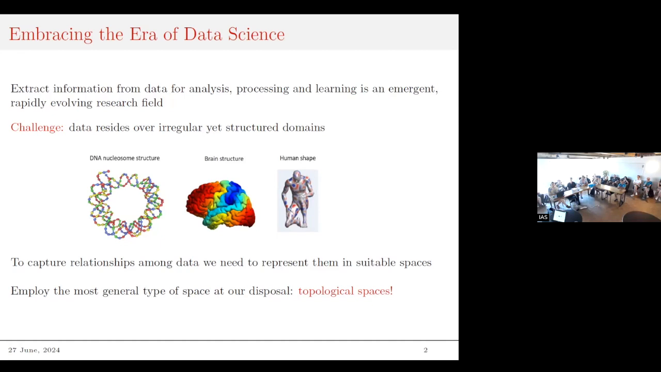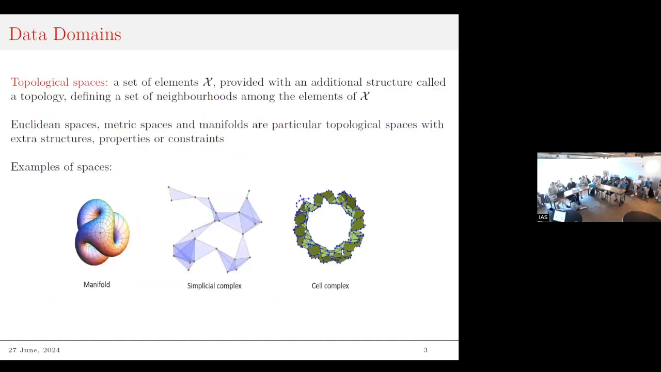What are topological spaces? Topological spaces are a set of elements with a set of neighbor relations among these elements. These neighbor relations are similarity relations between data that can be captured through a topology. The topology is the tool to encode the structure of the data into a neighbor relation among the data.